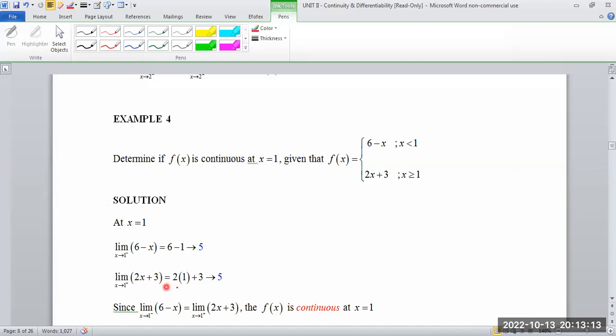All right. Now, the mere fact that you know that it's going to be 2x plus 3, and you substitute your value, 2 times 1 is 2, plus 3 is 5. Since the function to the left and to the right are equal, then the function is continuous at x equals 1.